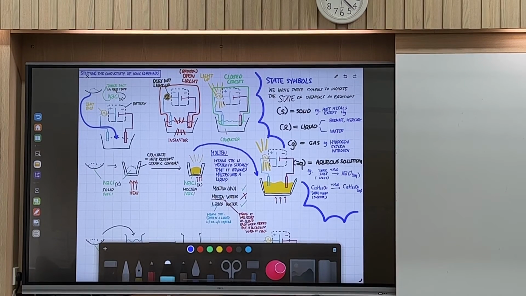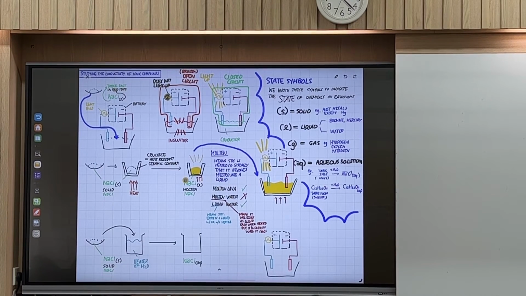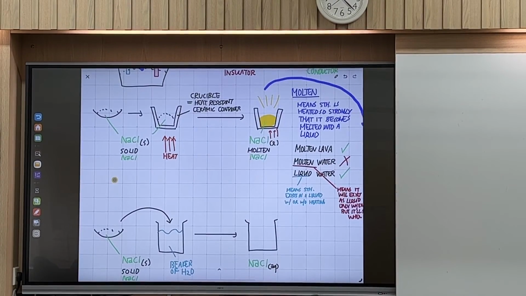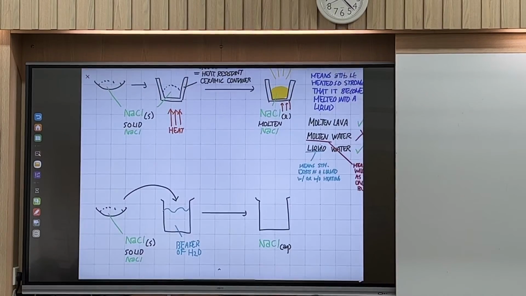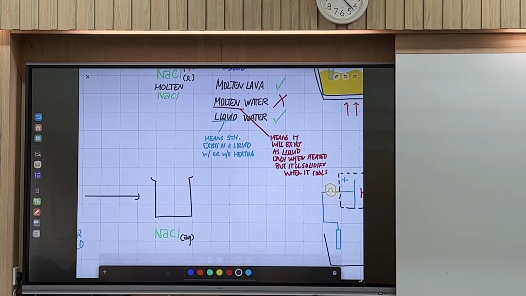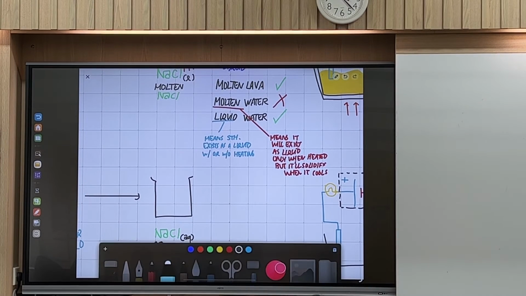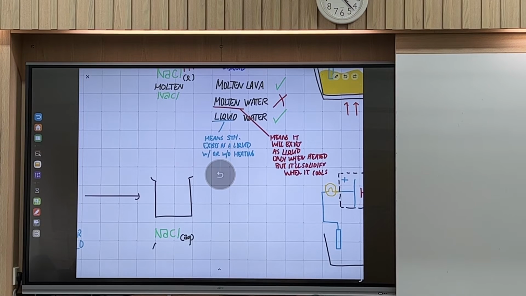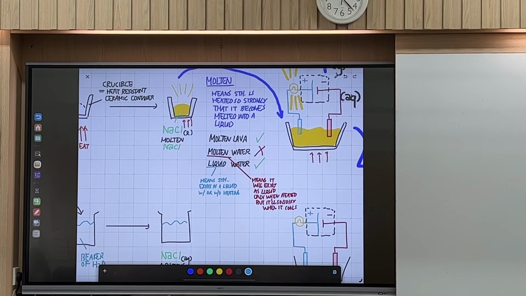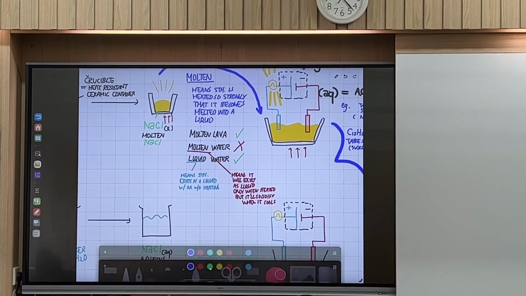And then NaCl solid here. When we add it into water, it is turned into aqueous sodium chloride. So aq means aqueous sodium chloride. And in this solution, this is not a glowing solution. It looks just like water because when NaCl dissolves, it forms a colorless solution.